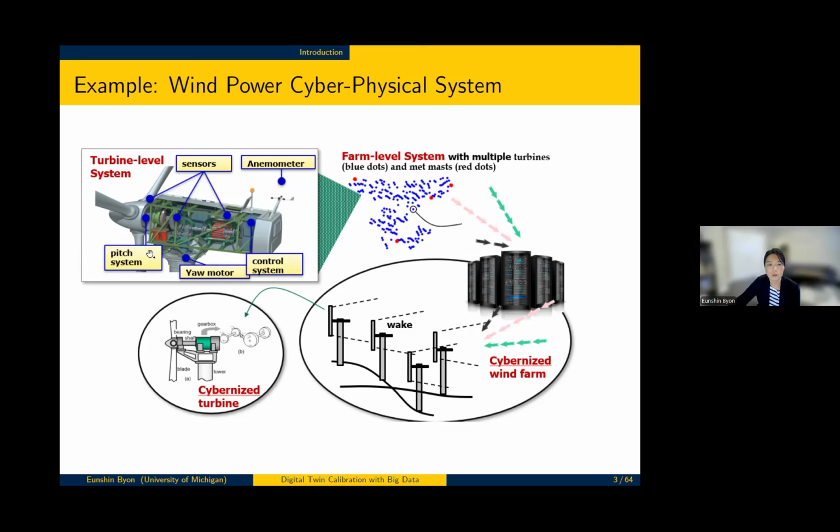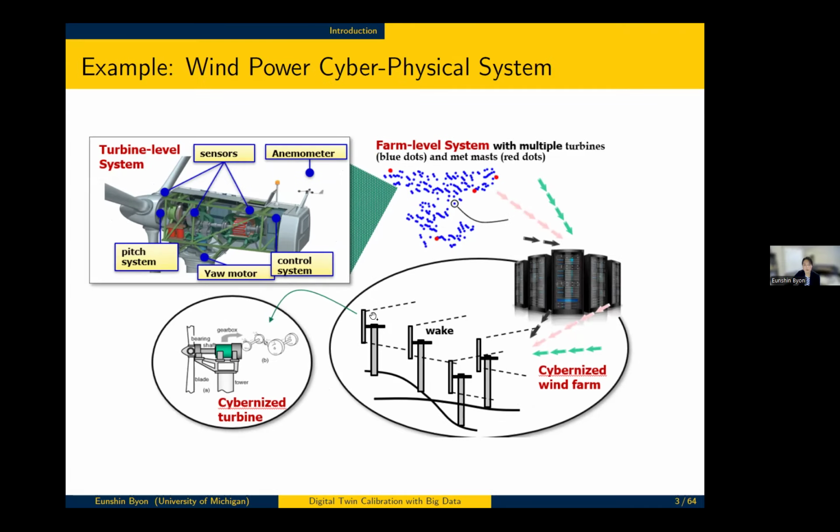So this upper part represents the physical system, and we have cyber systems or the digital twin model that simulates this physical system. There is this wind farm level digital twin that represents the operation of multiple turbines in a wind farm. And there is also a digital twin that simulates the operation of each turbine or even each subsystem inside the turbine.